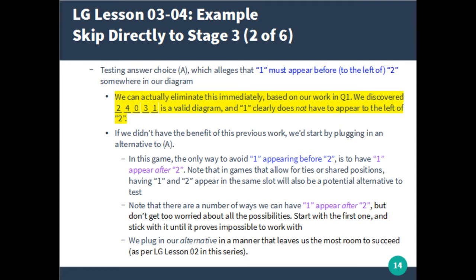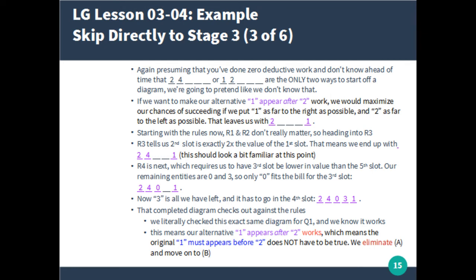And of course, the whole "most room to succeed" concept is gone over in much greater detail in LG Lesson 2 of this series, but we'll see it on the next slide as well. Again, presuming that we've done zero deductive work so far, and we don't otherwise know ahead of time that the only 2 ways to start this diagram in this entire game for all the questions is to have 2 and 4 in the leading slots or 1 and 2 in the leading slots, we are going to pretend like we don't actually know that and start with a completely blank diagram.